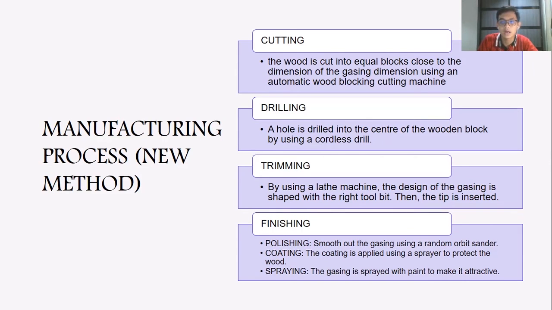For polishing, it is to smoothen out the gasing using a random orbit sander. For coating, the coating is applied using a sprayer to protect the wood. And for spraying, the gasing is sprayed with paint to make it attractive.